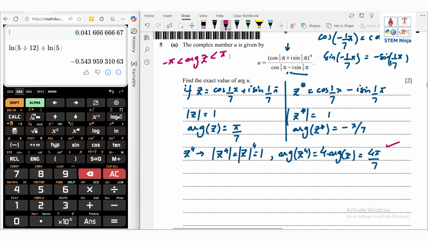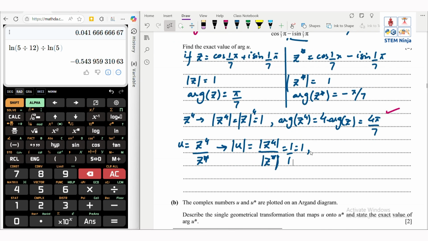So what we have over here now, u is z raised to power 4 over z conjugate. So that means the magnitude of u is the magnitude of z raised to power 4 divided by magnitude of z conjugate. So 1 over 1, basically 1. However, the argument of z raised to power 4 over z conjugate is the argument of z raised to power 4 minus argument of conjugate z.